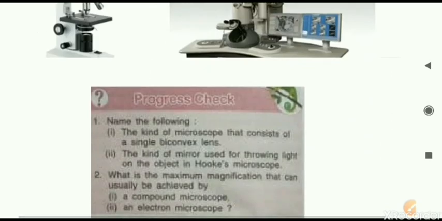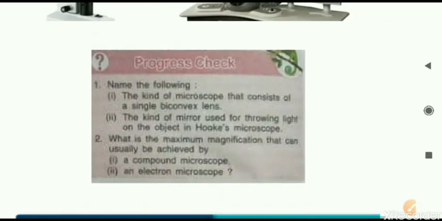Let us move on. Here we have a progress check. First one, the kind of microscope that consists of the single biconvex lens. So biconvex lens was used where? It was in the case of Leeuwenhoek, and he gave the simple microscope. So answer is simple microscope.